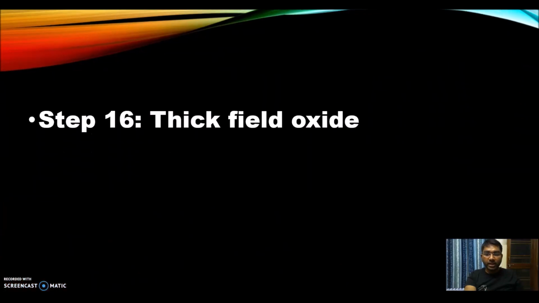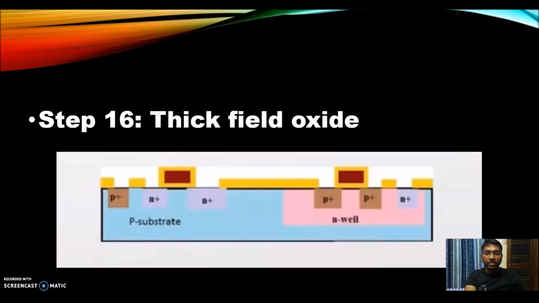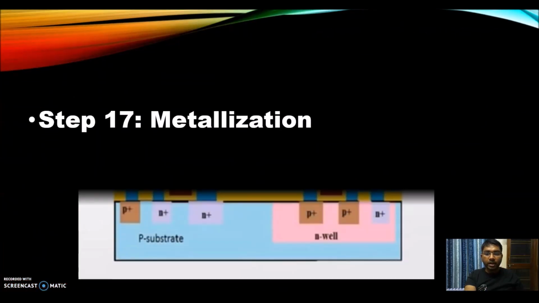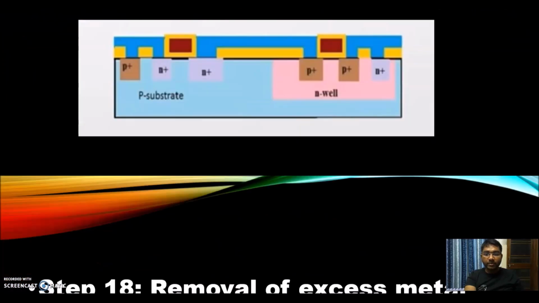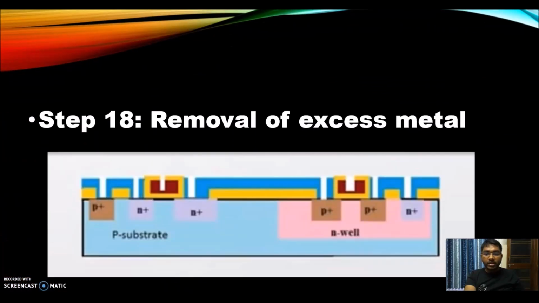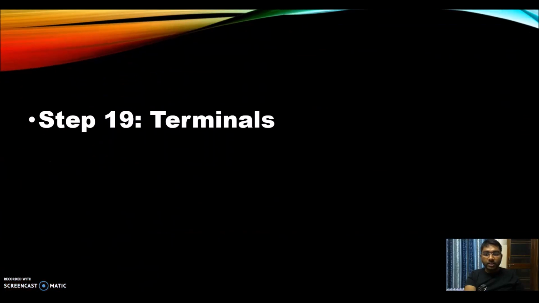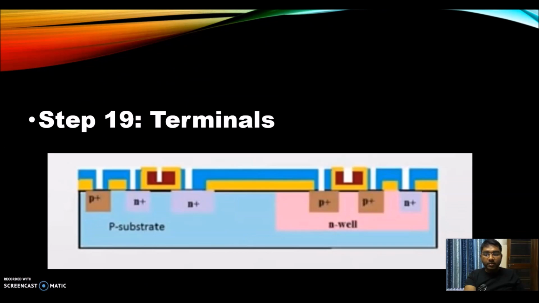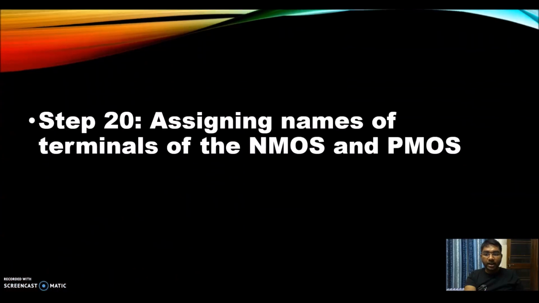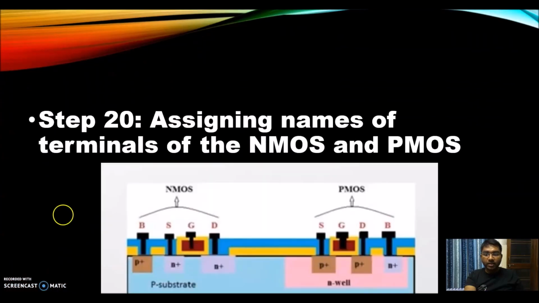Thick field oxide. A thick field oxide is formed in all regions except the terminals of PMOS and NMOS. Aluminium is sputtered on the whole wafer. The excess metal is removed from the wafer layer. Now, the terminals. The terminals of PMOS and NMOS are made from the respective gaps. And the last step is shown.